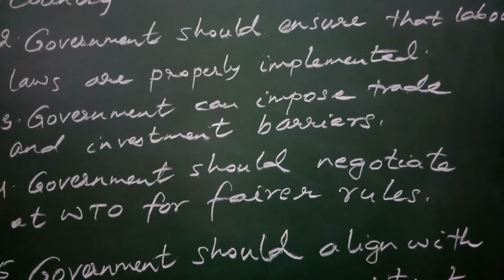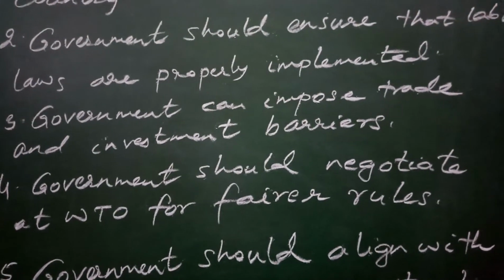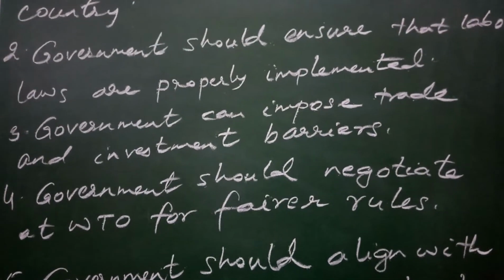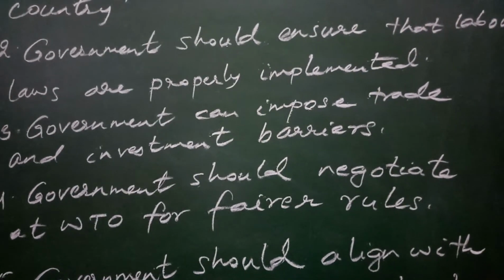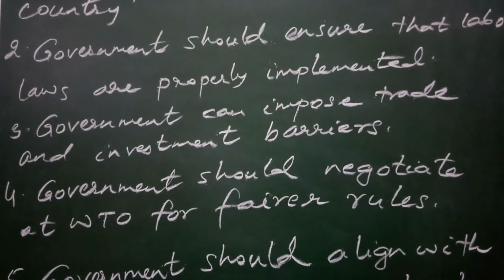Number three, government can impose trade barriers and investment barriers if government feels that small scale industries are not protected. If government feels that a large number of small scale industries are closing down because of MNCs, government can impose barriers on trade, and they can impose barriers on investment.